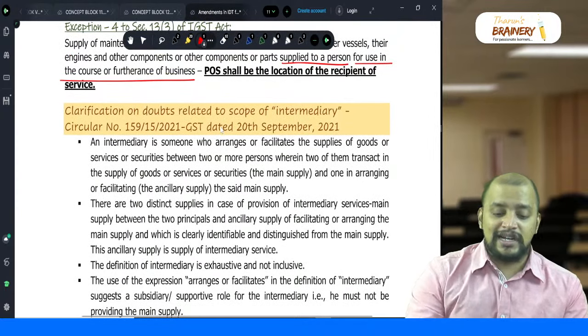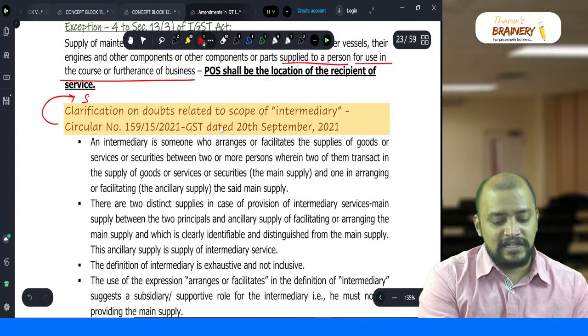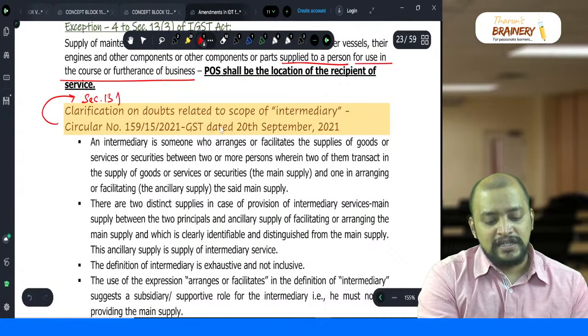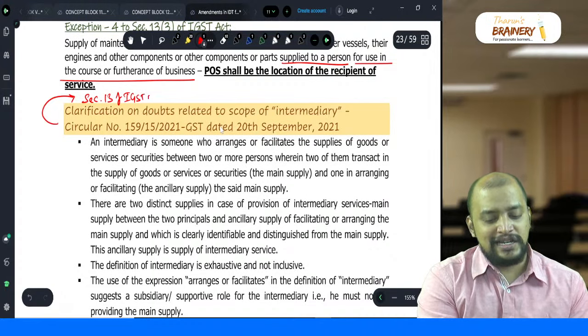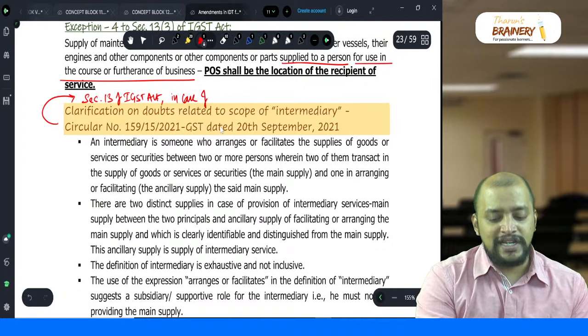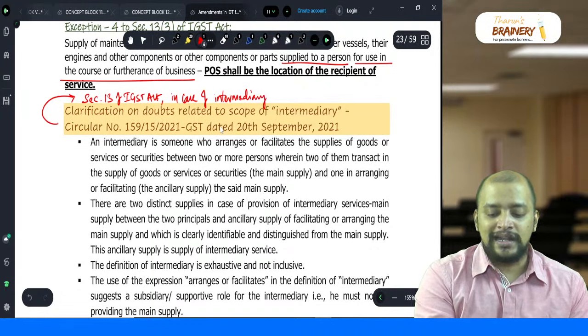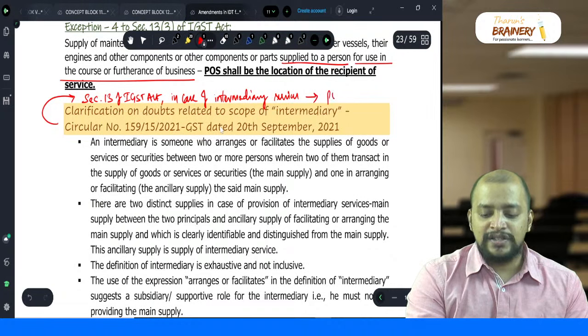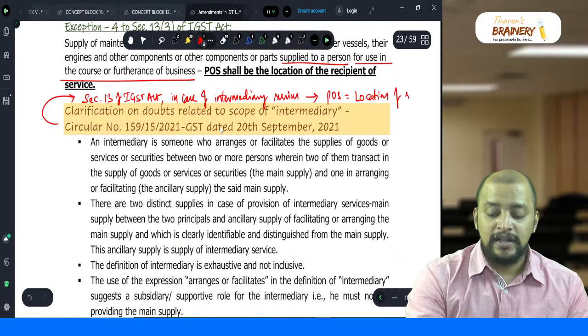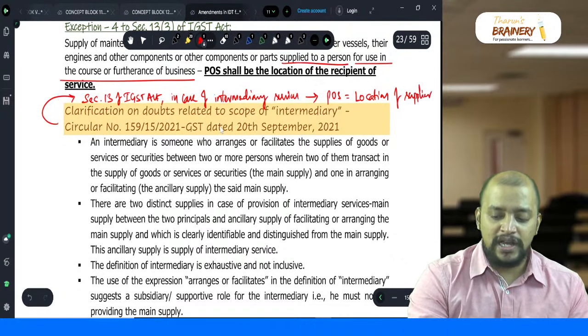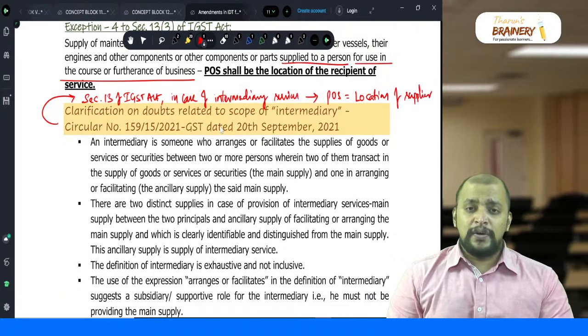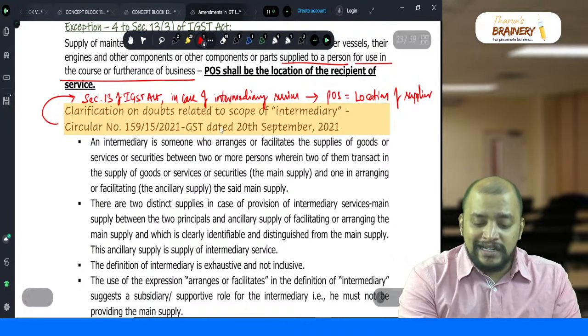We have Section 13. What does it say? Section 13 of the IGST Act says that in case of intermediary services, we will take the place of supply as the location of the supplier. Place of supply as location of supplier. Okay. So now, who is called an intermediary?